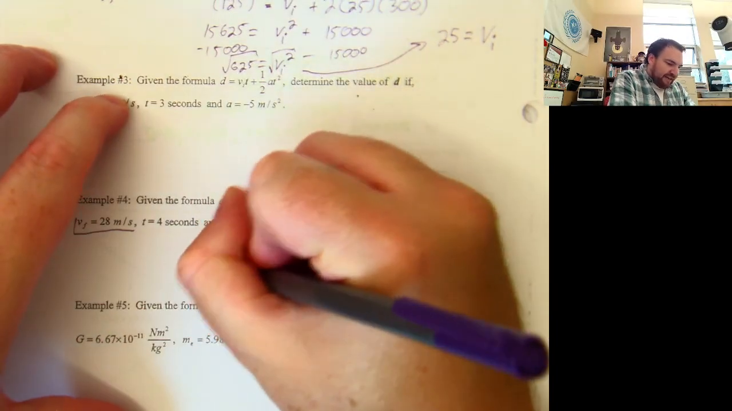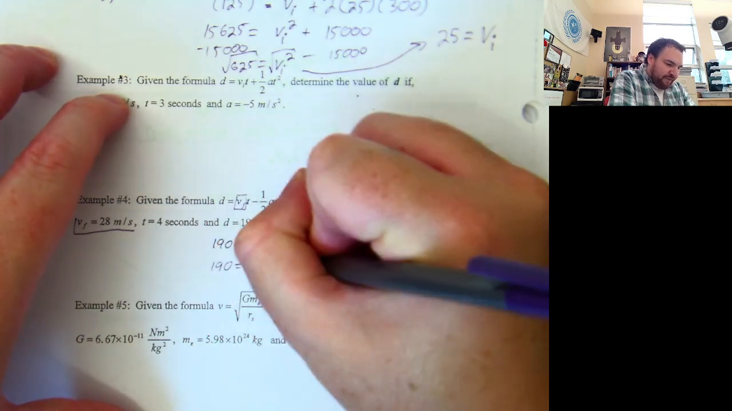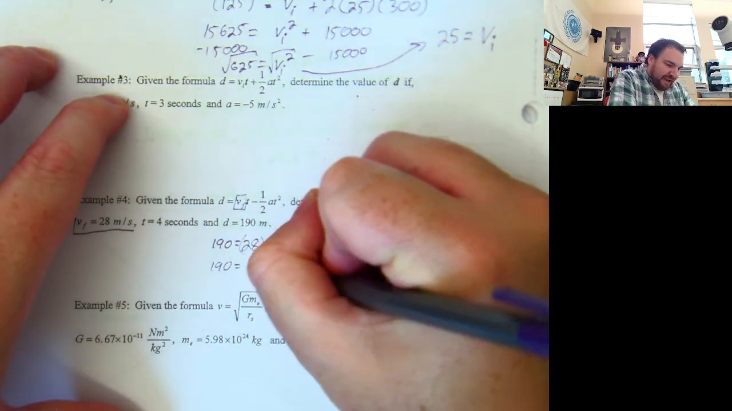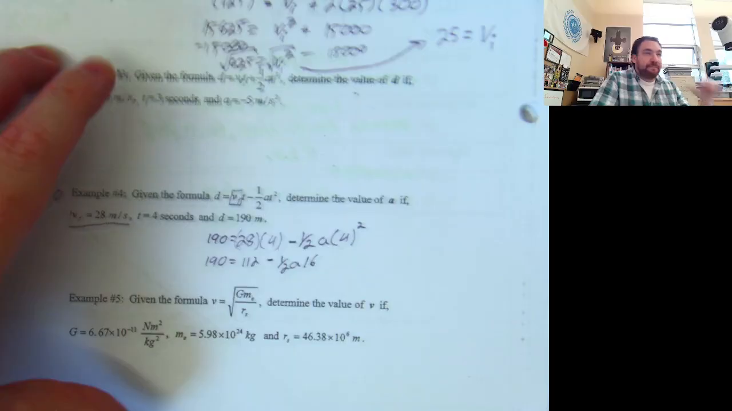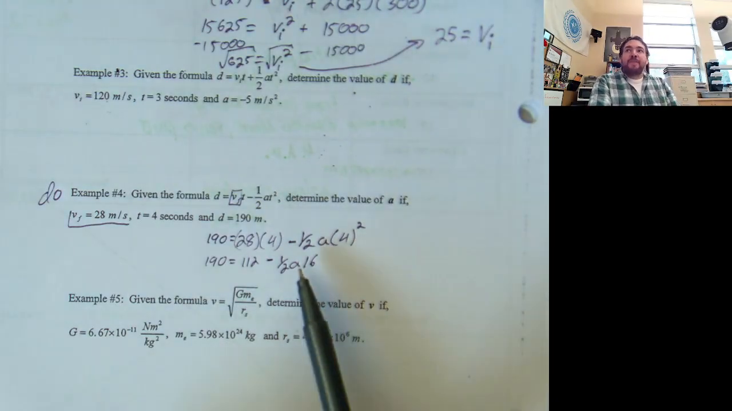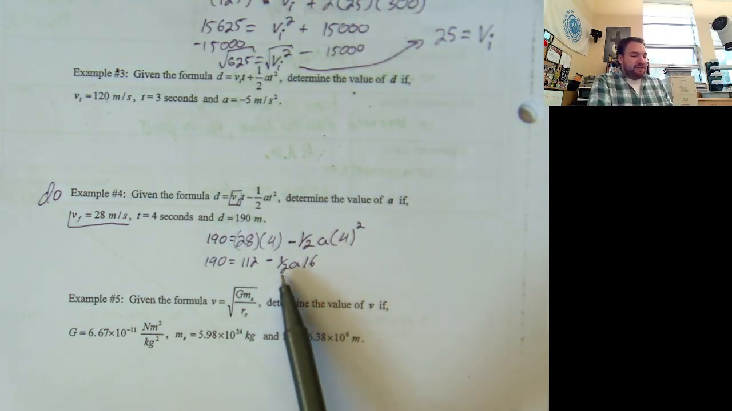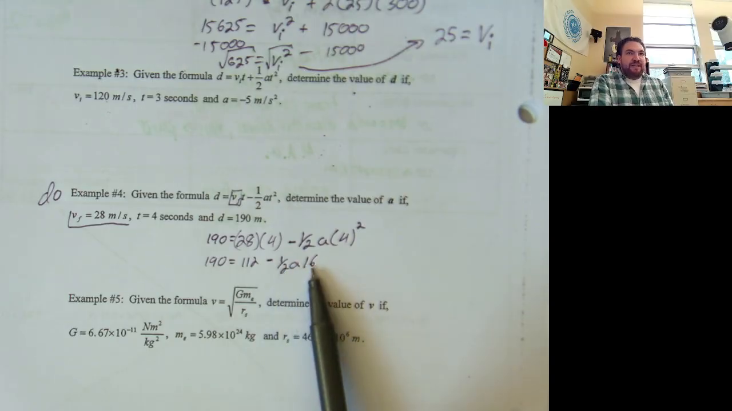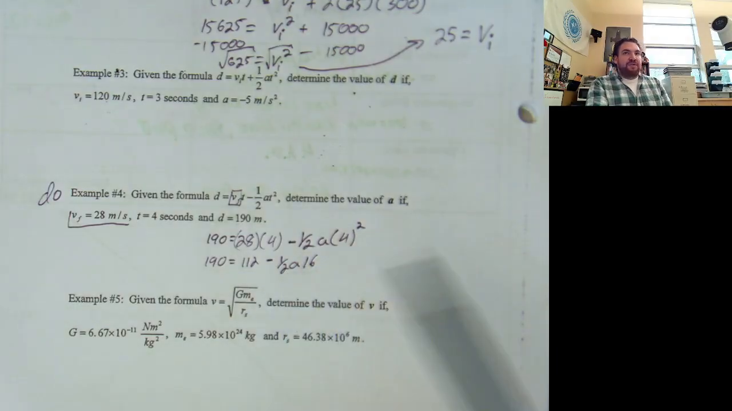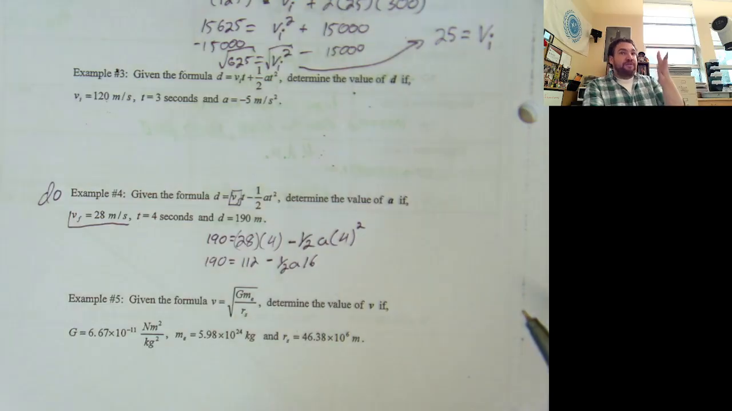And this is where I got some of you. 190 stays 190. 28 times 4 is 112 minus 1/2 A 16. And this is where some of you guys got stuck. With an expression like this, because all three of these things are just being multiplied together, you can multiply in whatever order you want. Like if I had 2 times 3 times 4, I could say 2 times 3 is 6 times 4 is 24. Or I could say 2 times 4 is 8 times 3 is 24. You get the same result. You can swap the ordering around if all you have is the same operator.